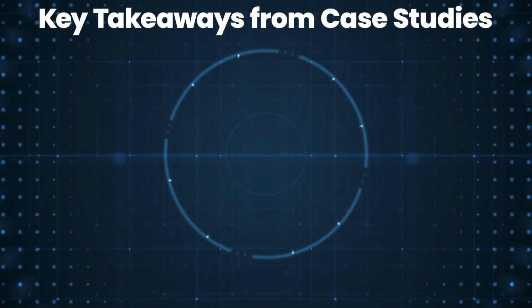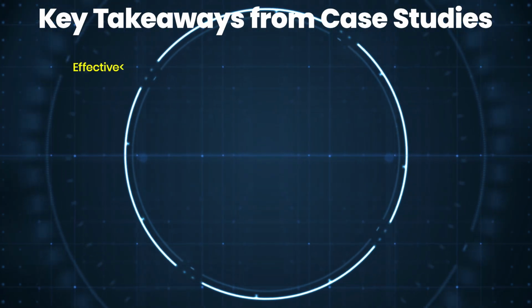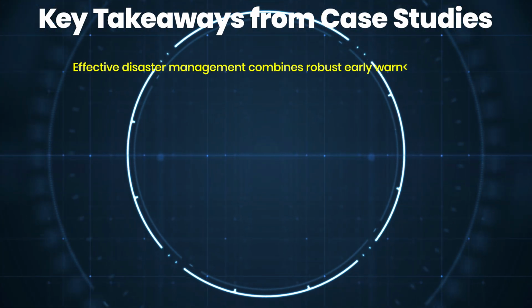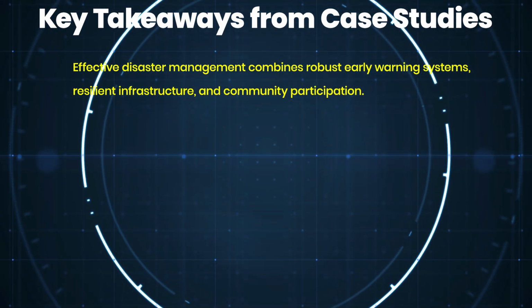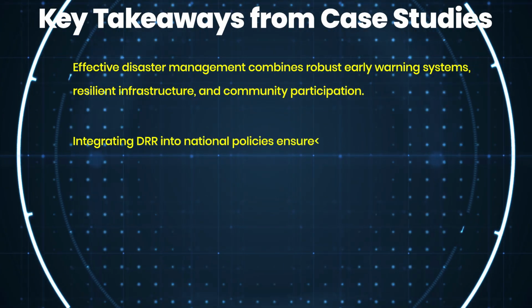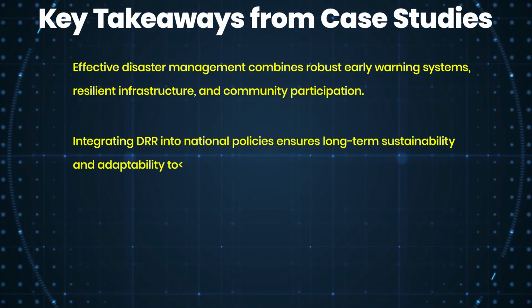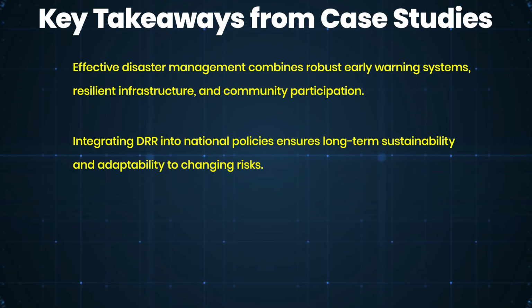And with this, let us slowly move towards end of the session, but prior to that, let us try to go through the key takeaways from the case studies we have discussed. Number one takeaway is effective disaster management combines robust early warning system, resilient infrastructure and community participation. Second takeaway is integrating DRR into national policies ensures long-term sustainability and adaptability in changing risks. And the third takeaway is cross-sectoral collaboration and international knowledge sharing will enhance global disaster resilience.